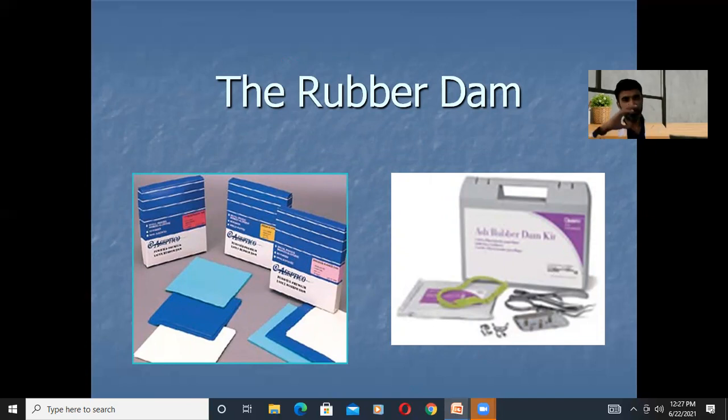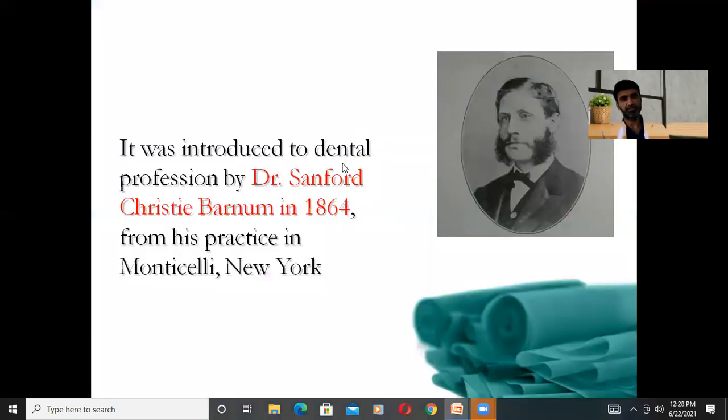The next one is the main method for isolation. What we use is a rubber dam. So what does rubber dam mean? The rubber dam was introduced to the dental profession by Sanford Christie Barnum in 1864, from his practice in New York.